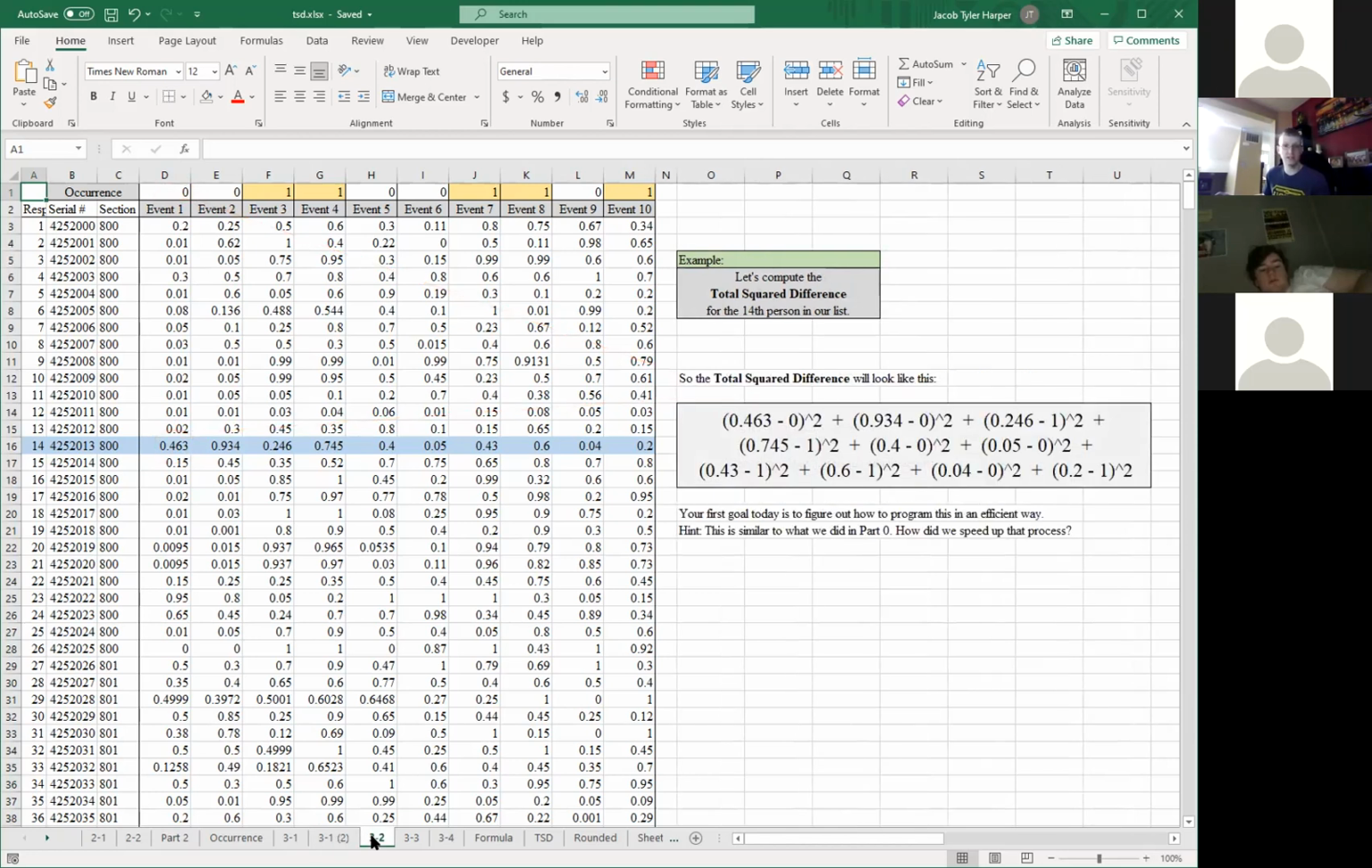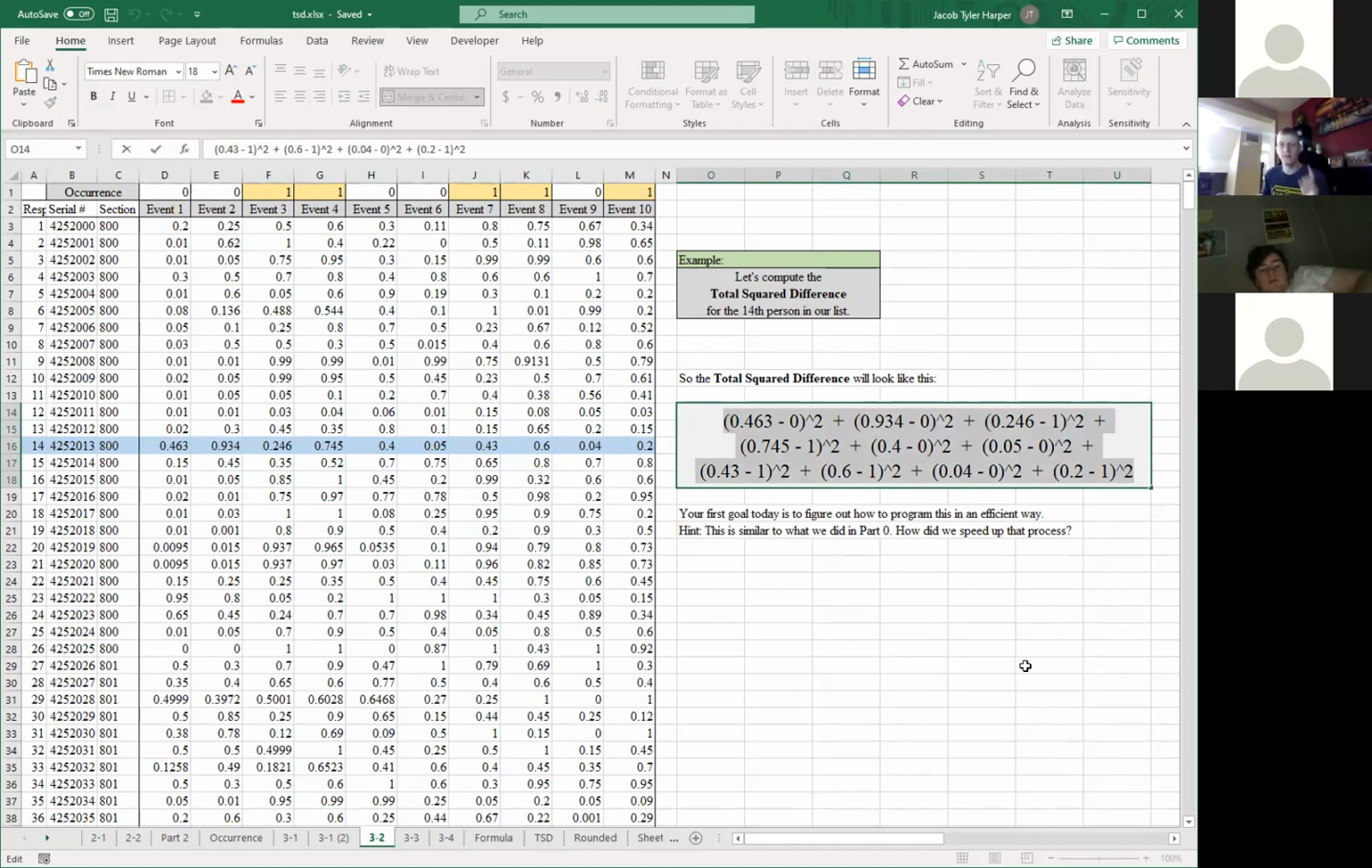So if I did this by hand for person 14, I would take this 0.463 minus 0 squared, just like I have right there. Then I would take the second prediction, 0.934 minus 0 squared, plus the third one minus, now it's a 1. So it's not always minus 0 squared. Now it's a 1 squared, and until you get all 10 of these and you add them up, that is one total squared difference, person 14's total squared difference.